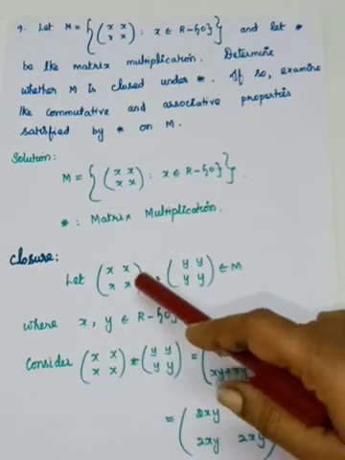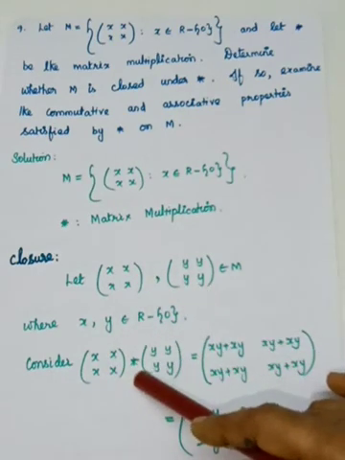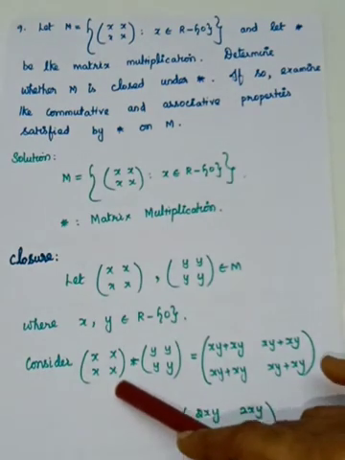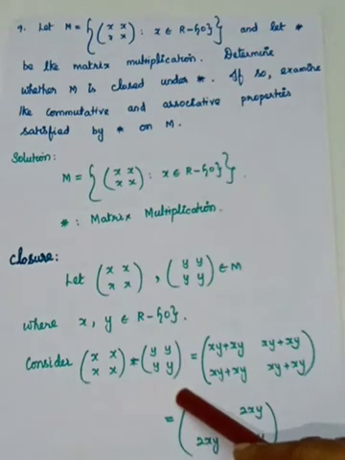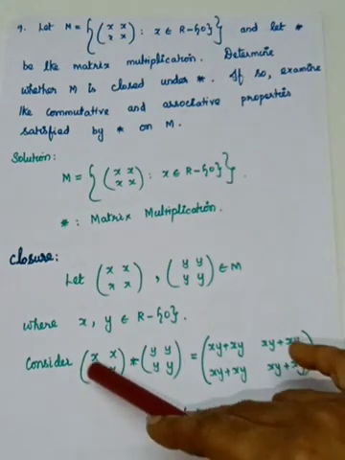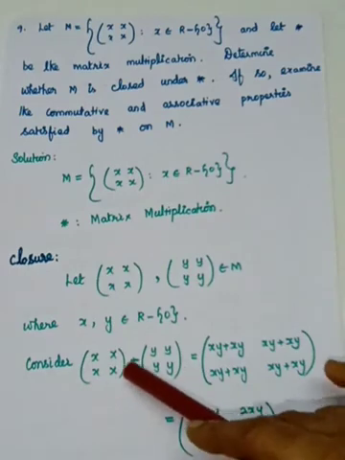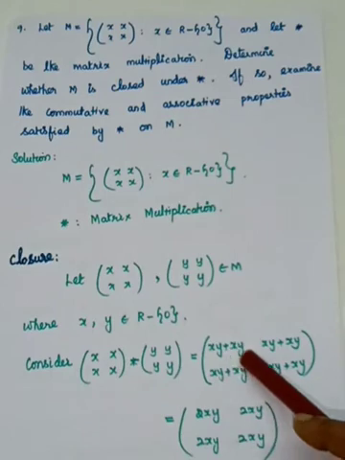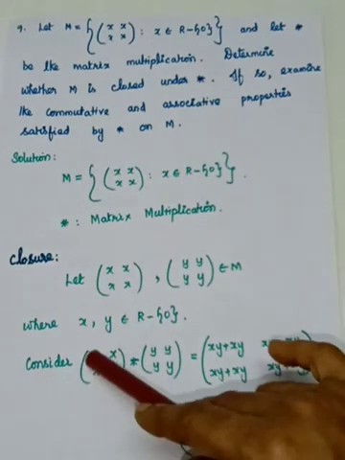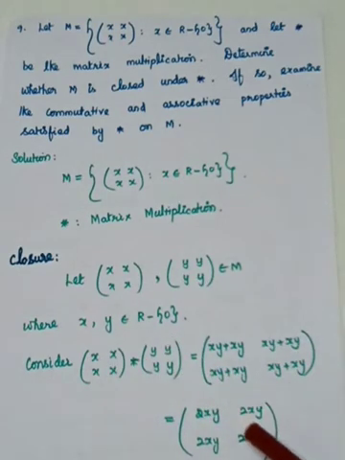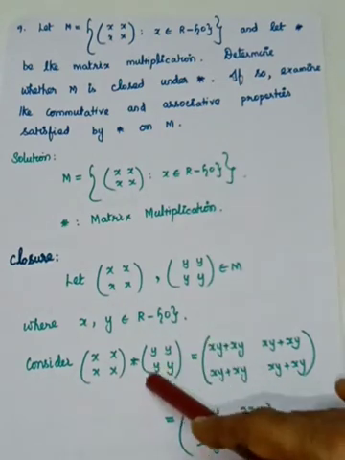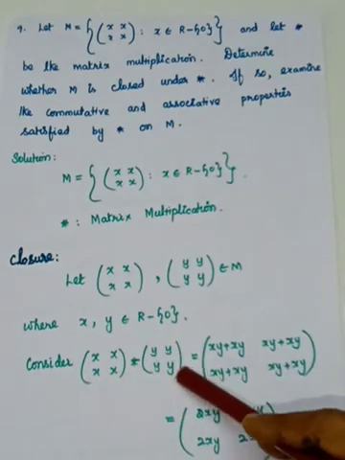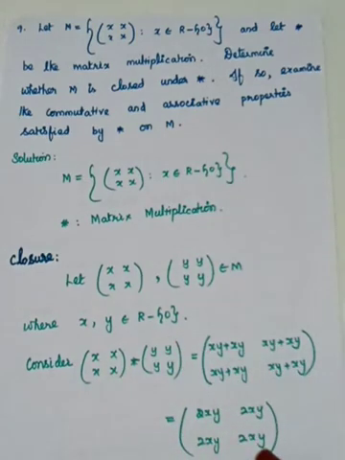After taking the two elements, you have to apply the operation asterisk, that is matrix multiplication. You know how to multiply two matrices. Take the first row and the first column: x into y, xy plus xy, so that is 2xy. In the same way, first row, second column, you will get 2xy. The second row, first column, is 2xy. And the second row, second column is also 2xy.